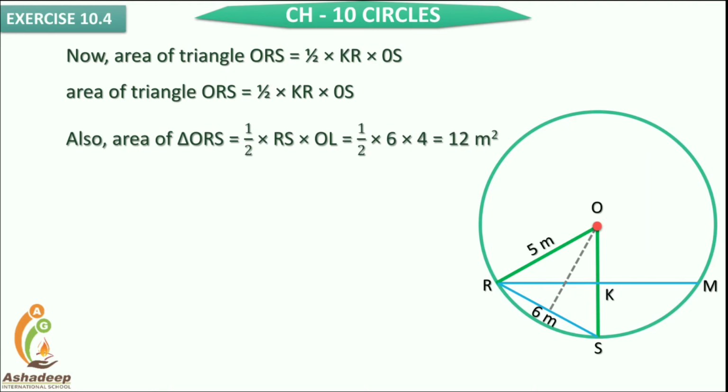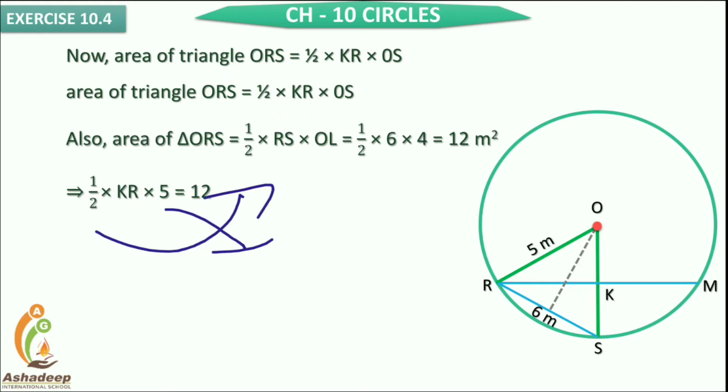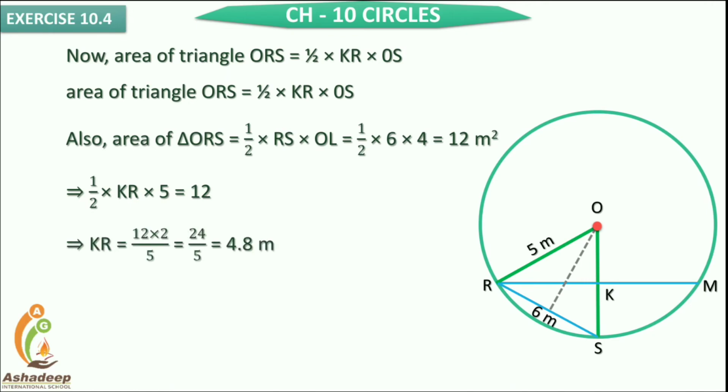The area of ORS, what? So RS into OL, half into base into height. So this area and this area are going to be the same. Why? Because it is the area of the same triangle, so the area does not change. So I can equate both. So we can say now 2 goes from below to above and this 5 goes from above to below. So KR is going to be 12 into 2, 24 by 5. It is going to be 4.8 meters, right?